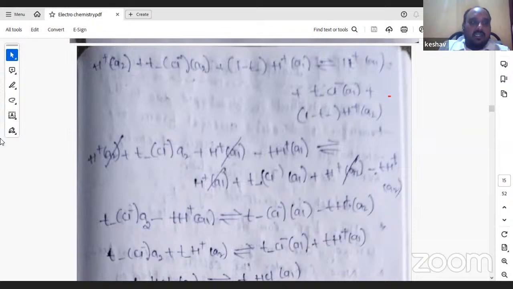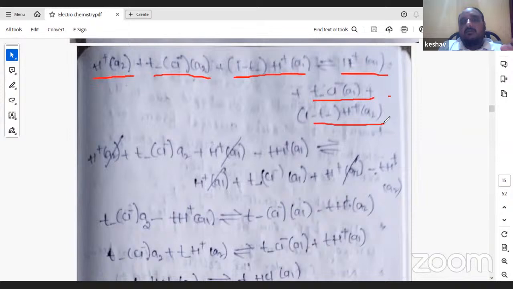In the first equation H plus of A2 will be there. In the third equation T minus Cl minus of A2 is there. In the fourth equation 1 minus T minus of H plus of A1. These all are left hand side. Then H plus of A1, T minus Cl minus of A1, 1 minus T minus of H plus of A2. These all are right side, right?